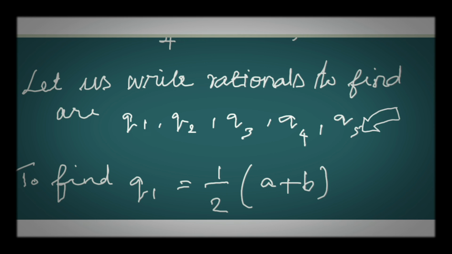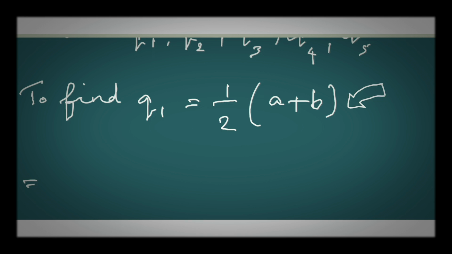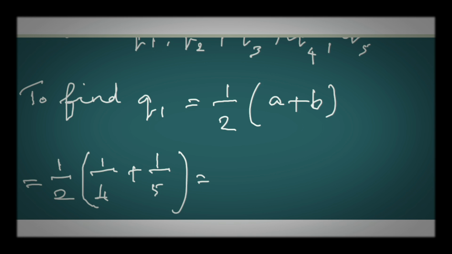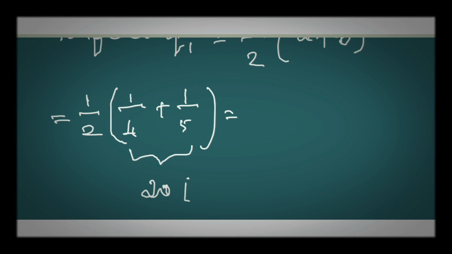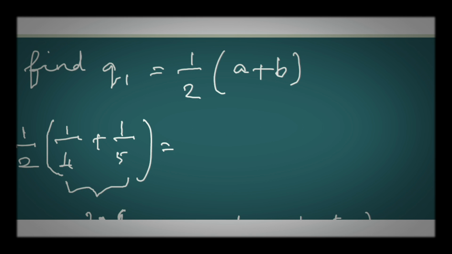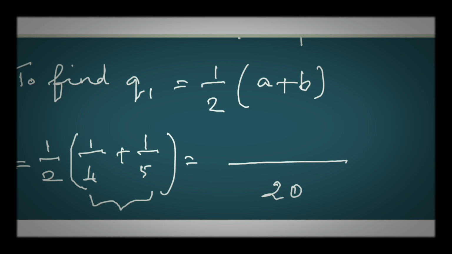To find Q1 we have a formula: 1 by 2 (A plus B). We know the values of A and B, 1 by 4 and 1 by 5. So let us write it as 1 by 2 within bracket 1 by 4 plus 1 by 5. Just check the denominators 4 and 5. Are they the same? No. So always before adding numbers we need to go with a common denominator. What could be the common denominator? 1 by 4 if you multiply with 5 you will get 20, and 1 by 5 if you multiply with 4 you will get 20. So let us take 20 as our common denominator.